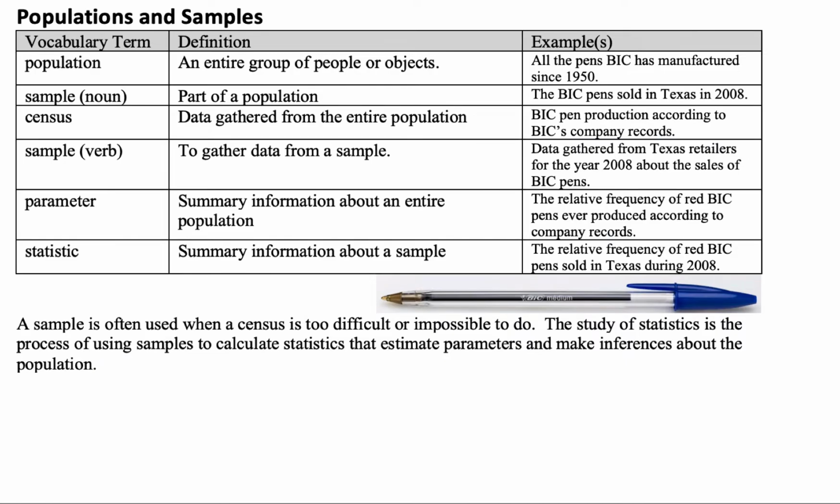Okay, some vocabulary. Population. When we're dealing with statistics, which we're getting into, a population is an entire group of people or objects. For example, all the pins BIC has manufactured since 1950 would be a population. Every single pin, no matter what has happened to it.